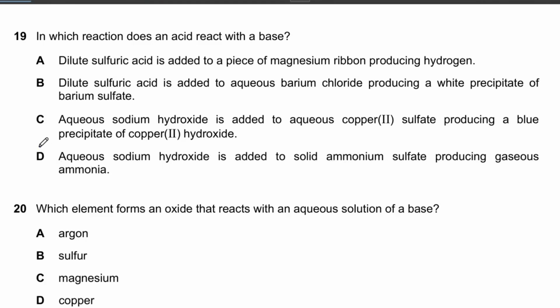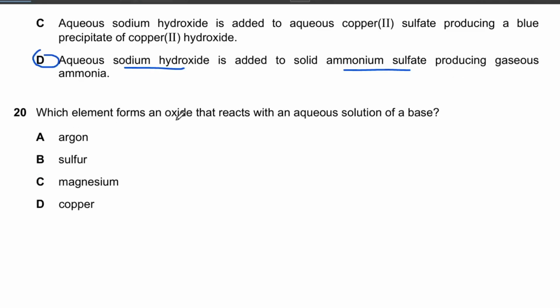Then D, aqueous sodium hydroxide is added to solid ammonium sulfate, producing gaseous ammonia. That is correct. Why? Because sodium hydroxide is a base and ammonium sulfate is an acid. Question 20. Which element forms an oxide that reacts with an aqueous solution of a base? That means we are looking for an acidic oxide. Now, acidic oxides are oxides of non-metals. So obviously A is wrong because argon is a group 8 element and they do not react. So A is out.